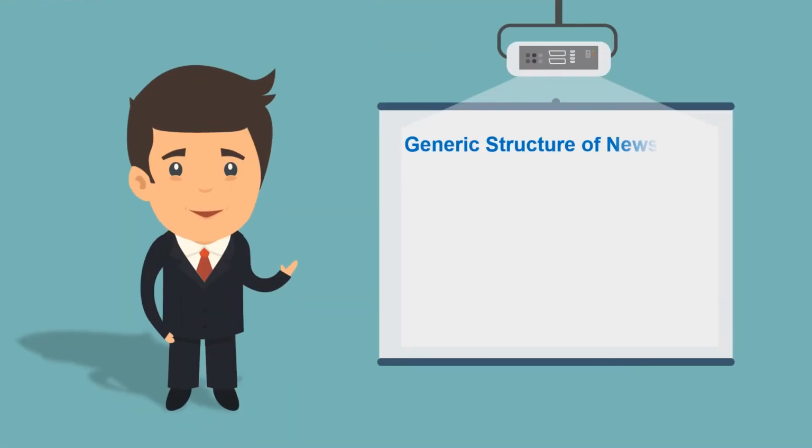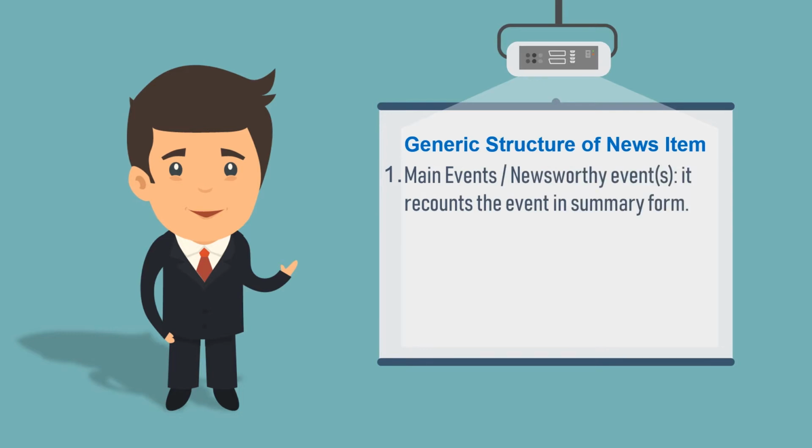Next, in composing news item text, students must know the generic structure of news item text. There are 3 phases of news item text. First, main events or newsworthy events. It recounts the event in summary form. When establishing newsworthy events, the headline should be eye-catching to draw the reader's attention. A good headline is both informative and alluring.